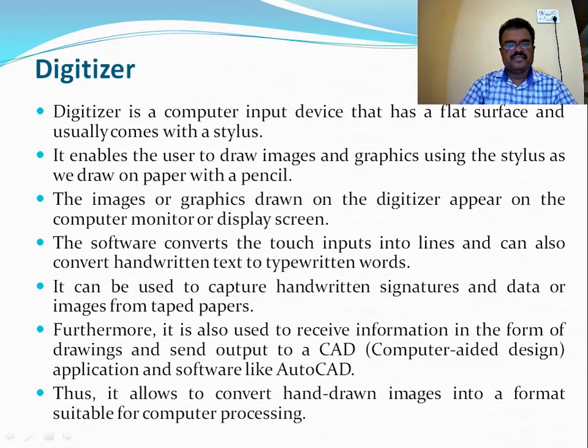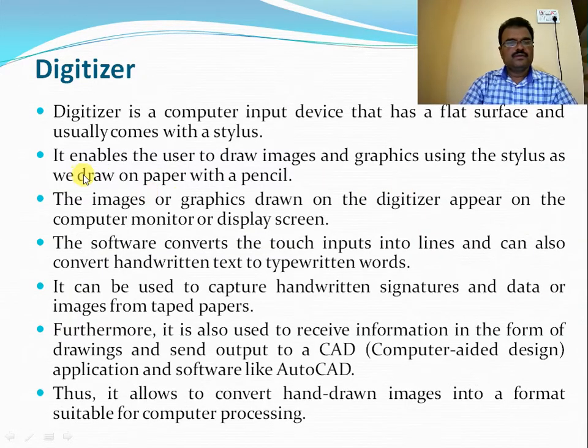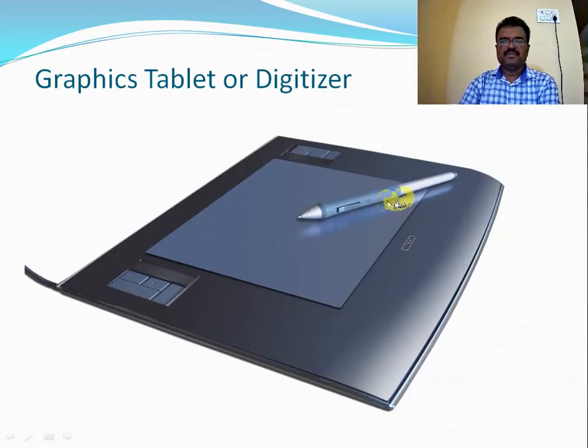Next one, digitizer. A digitizer is a computer input device that has a flat surface and usually comes with a stylus. Here we can see the digitizer has a flat surface, just like a slate, with a stylus. This is called a stylus or digital pen. The digitizer enables the user to draw images and graphics using the stylus as we draw on paper with a pencil. The digitizer can be connected to the computer through a wire. Whatever we want, we can write in this area with the help of this pen, which is nothing but a stylus pen. Whatever we draw or write on this area will be input to the computer.